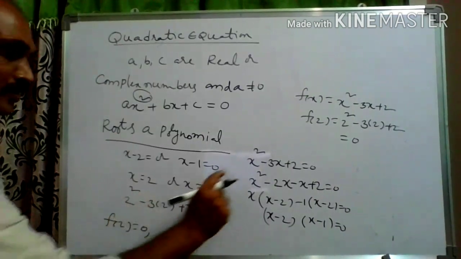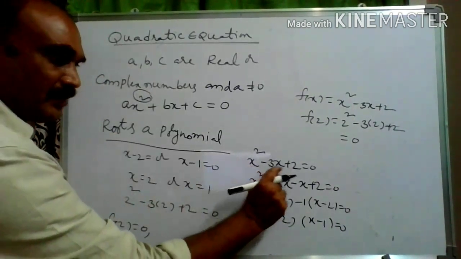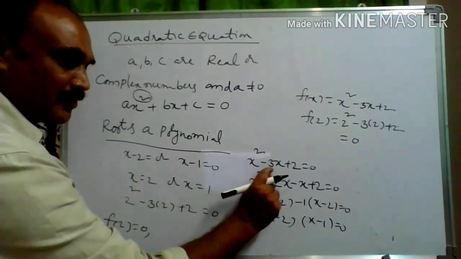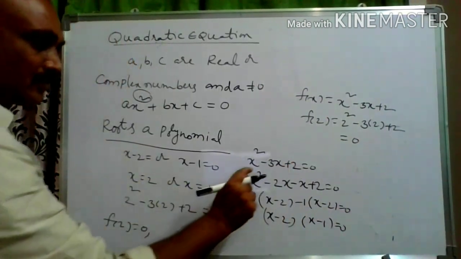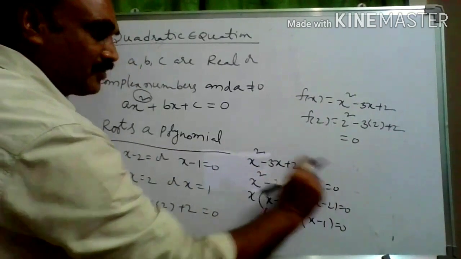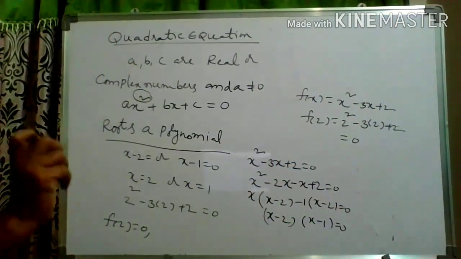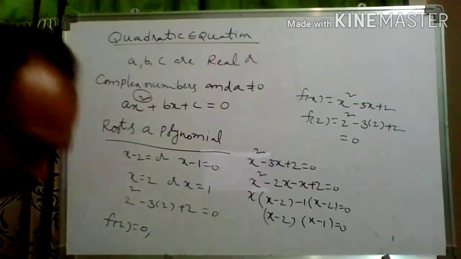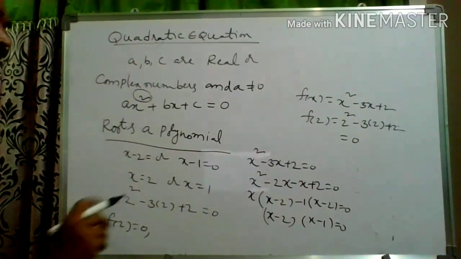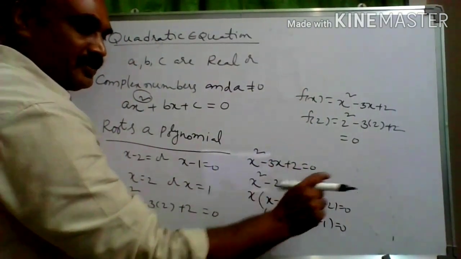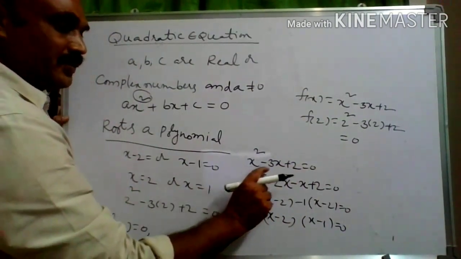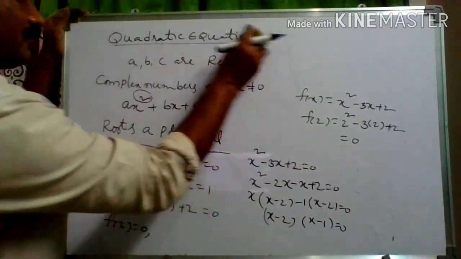Students, 2 is the root of x square minus 3x plus 2: 2 square minus 3 into 2 plus 2 is equal to 0. So 1 is a root: 1 square minus 3 into 1 plus 2 is equal to 0. Students, this is very important. 2 is the root, 2 square minus 3 into 2 plus 2 is equal to 0. 1 is the root, 1 square minus 3 into 1 plus 2 is equal to 0.